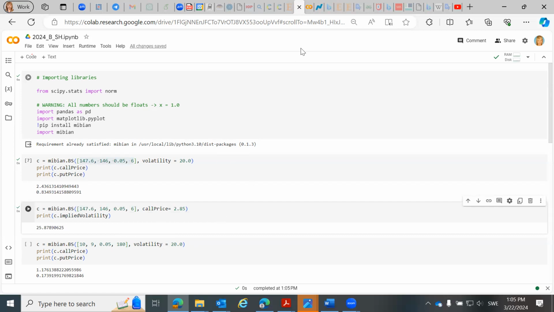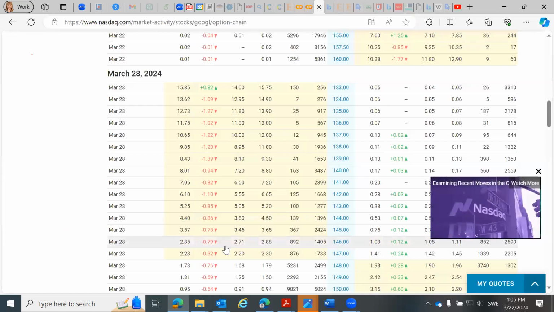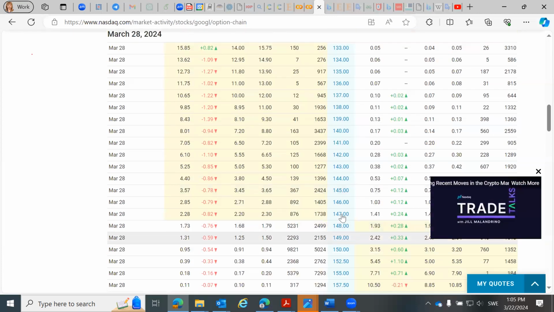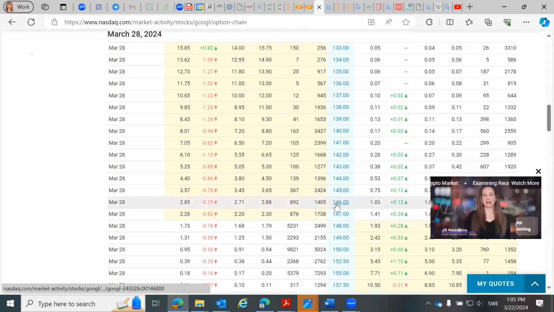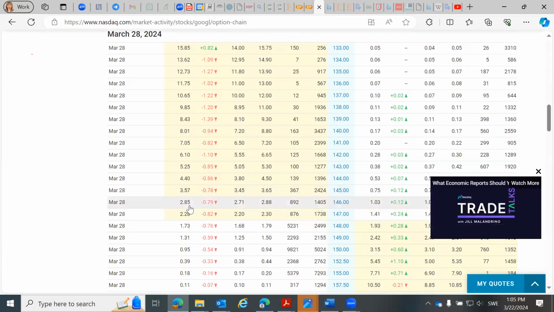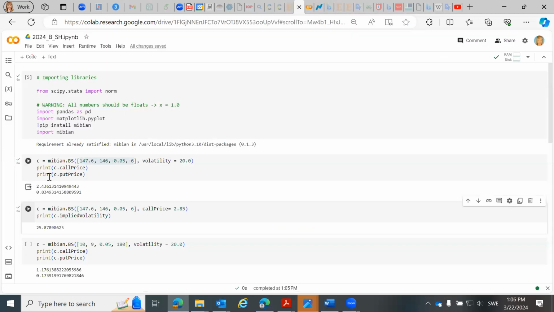But you see that on the side, for March 28 and for the strike price 146, the real market price of this premium is 2.85. So we can find the implied volatility. Yes, it's very easy. Implied volatility is 25. Okay, we need to return back to our presentation.